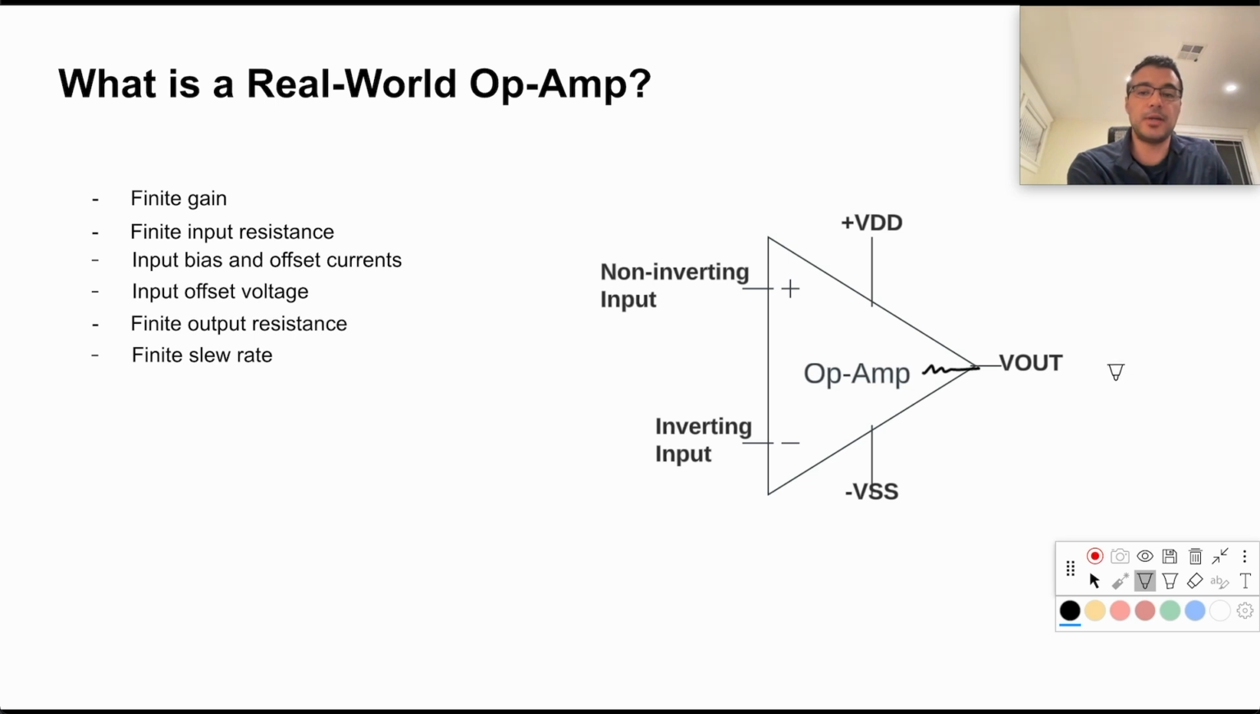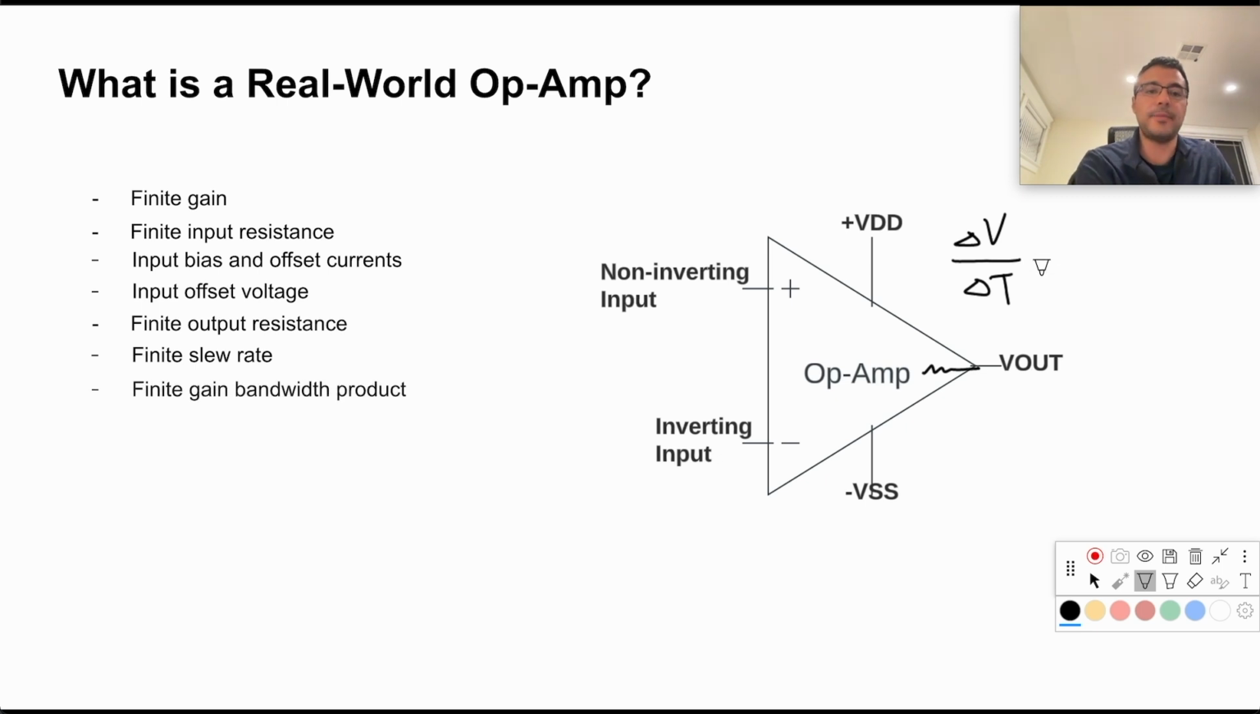An op amp also has a finite slew rate. That means if the op amp output is switching from high to low very quickly, it's going to have a maximum slope. Slew rate is really just another fancy term for the word slope, where slope is defined as delta V over delta T. Basically, how fast can the output voltage swing as a function of time?